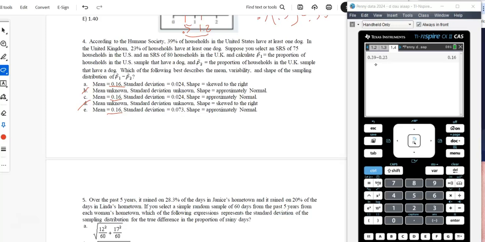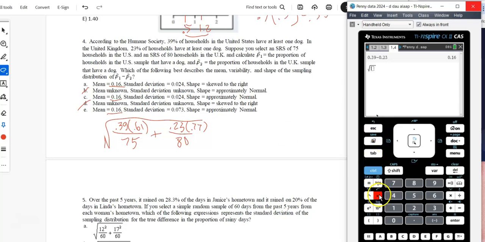So standard deviation. What do we do with standard deviation? Hopefully we're given the standard deviation, but we weren't actually. So it's the formula. The standard deviation of the difference is you're going to take the square root of, you're adding this plus this. So it's p, 0.39 times 1 minus p, or 0.61, divided by n, I think that was 75. And then 0.23 times 0.77 divided by, in this case, 80. So I think we'll take that to the calculator.